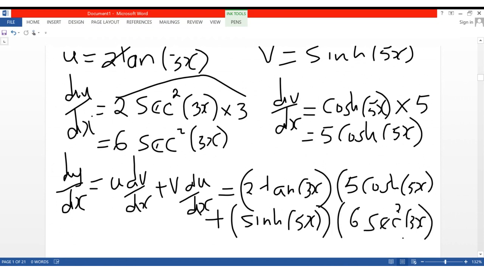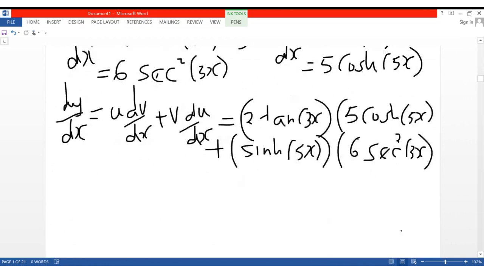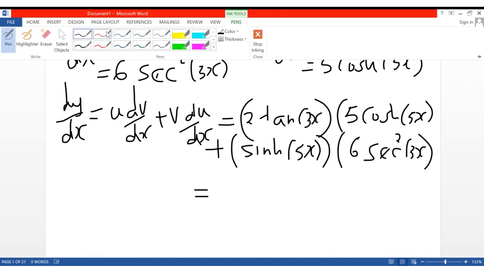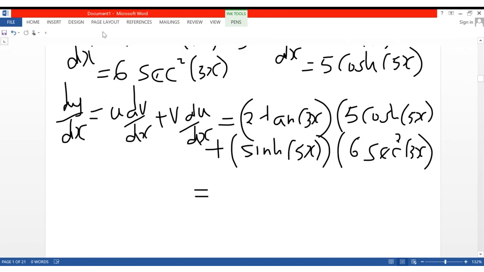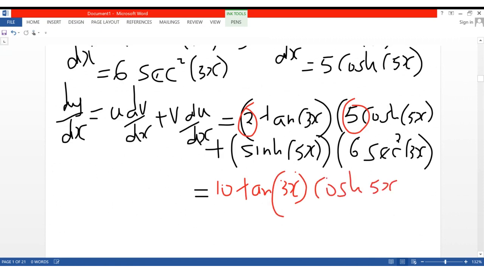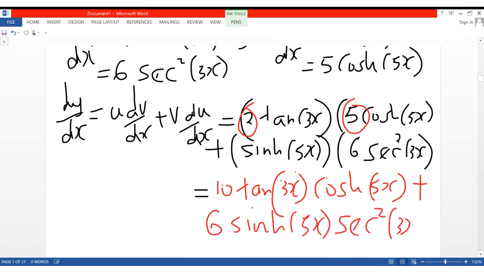When I have that, after inputting, the next step is to multiply the constants. Let me show you the constants that I need to multiply. I have a 2 here, and I have a 5 there, and then I bring the 6 in front. So 2 times 5, I'll get 10 tan 3x cosh 5x plus, I can bring the 6 in front, so 6 sinh 5x sec squared 3x. That is the final answer that I've gotten.